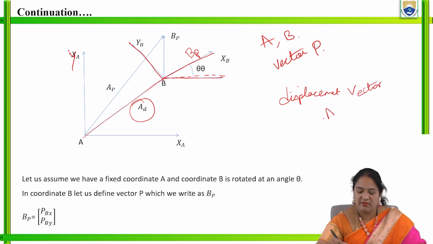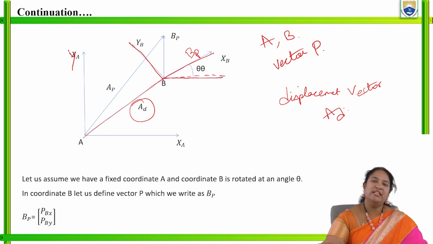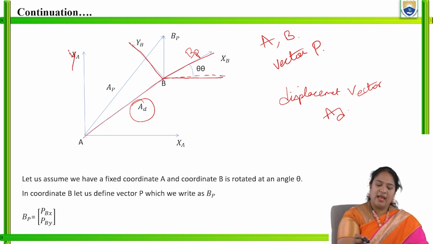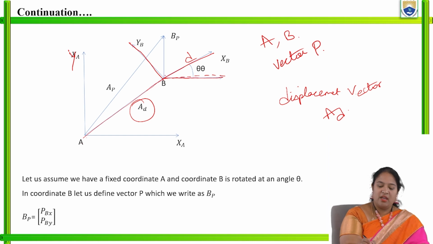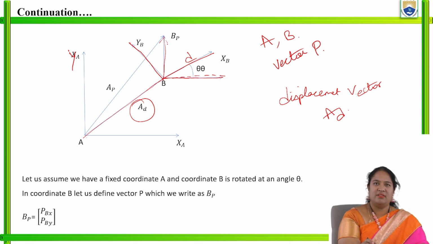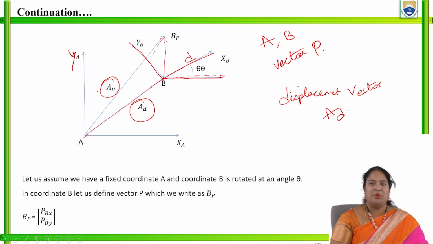That is the displacement vector along the coordinate A. Sorry, this is the displacement vector for the axis B, and when we extend it, we get the displacement vector A. Now, when we draw this perpendicular vector P, that is BP, and transform it to the coordinate A, we get the vector AP.